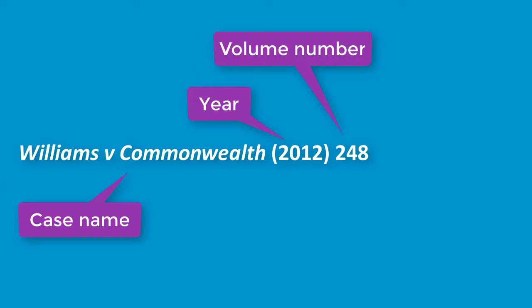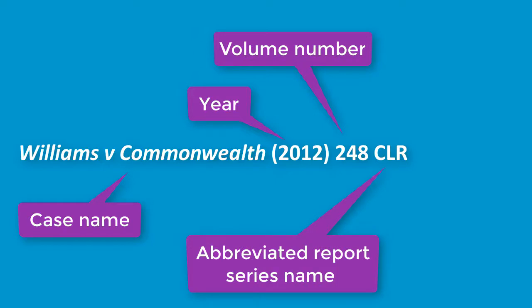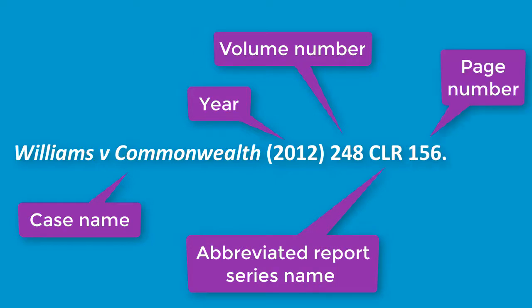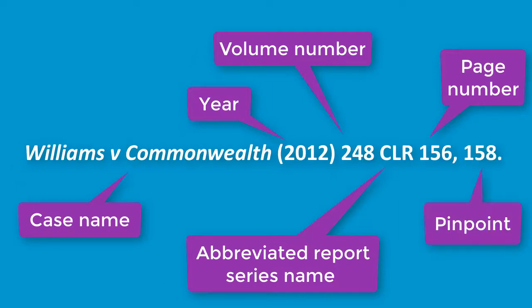You can use the citations in the case citator entry as a guide for whether to use round or square brackets. Next comes the abbreviated name for the report series, followed by the page at which the case report begins. End the citation with a full stop. To include a pinpoint reference, replace the full stop with a comma and a space, and add the page number where the reference appears.